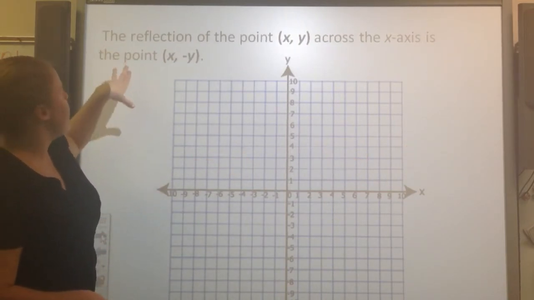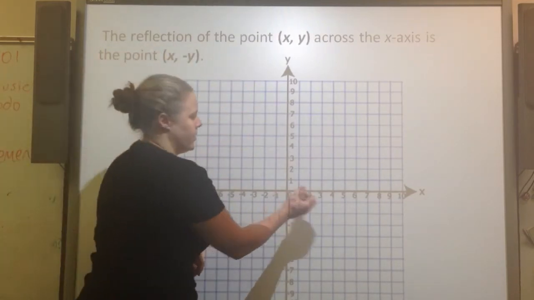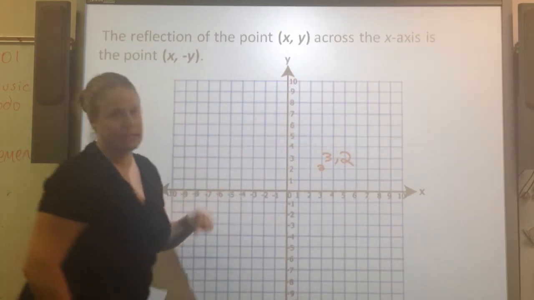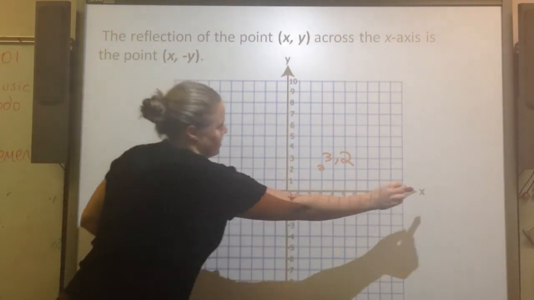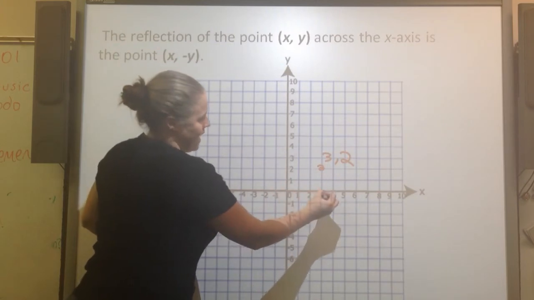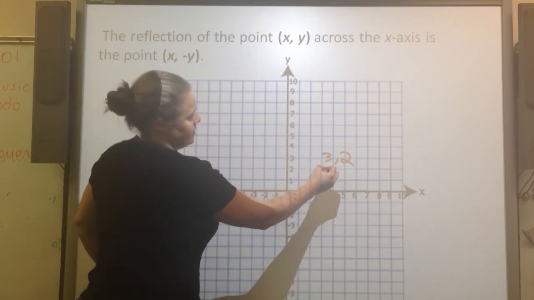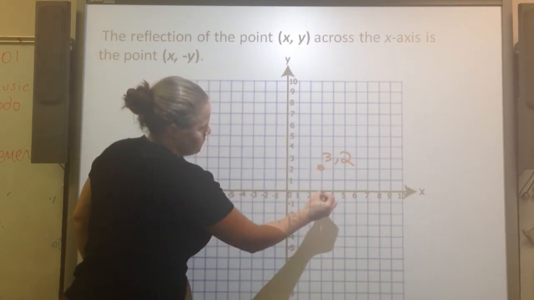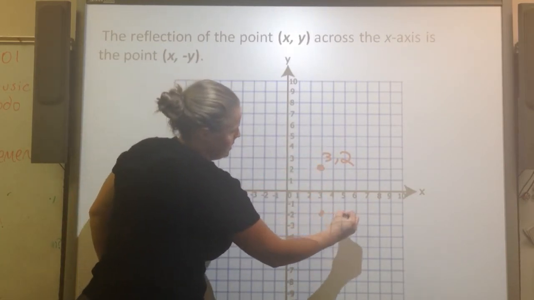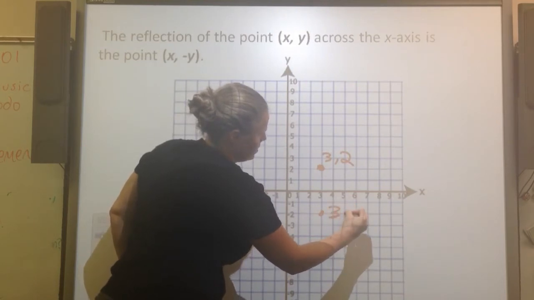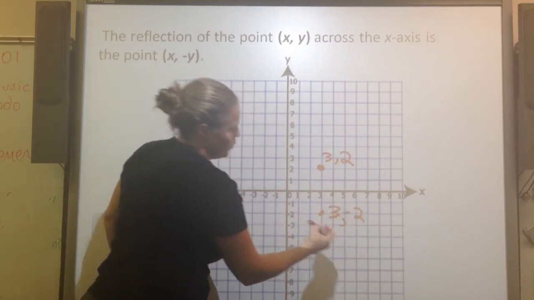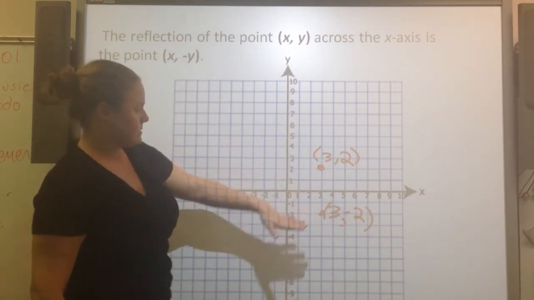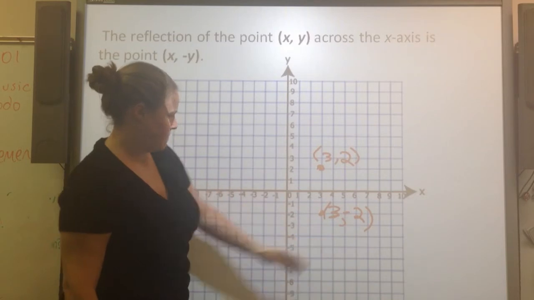Now if we have the same coordinate, (3, 2), but this time we're going to reflect it across the x-axis. Our x-axis is right here. We're still going to have a positive 3, but instead of a positive 2, instead of up, we're going down. So over 3, down 2, and that is our new point. If we're going across the x, it's the opposite.